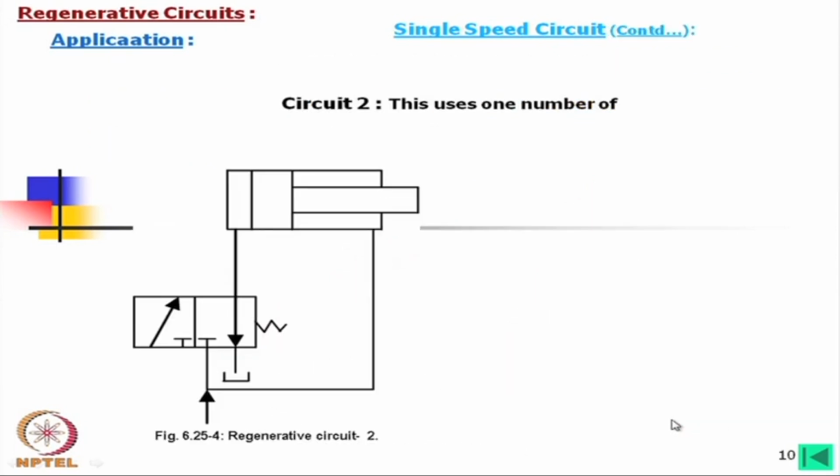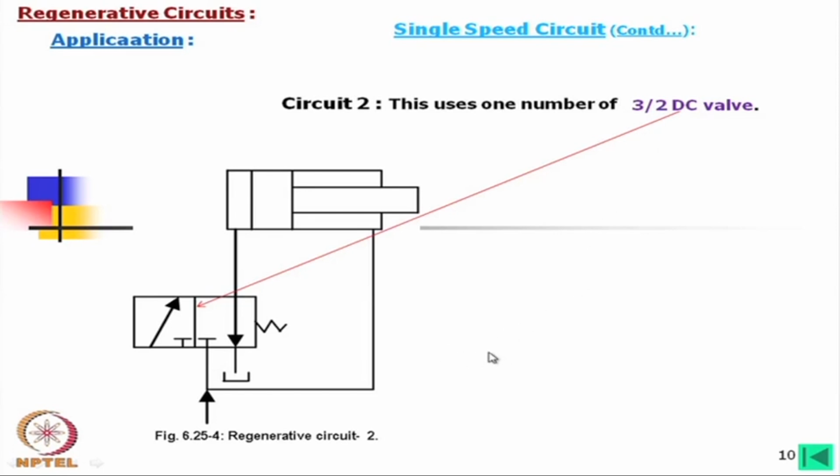Now, if we go to circuit 2, what have we used? A DC valve again, and that is 3 by 2. Why 3 by 2? There are 3 ports, 2 positions, or you can say 3 way 2 position valve. So, 3 by 2 means a 3 way 2 position valve, always the number of ways is at the beginning. So, 3 by 2 DC valve.